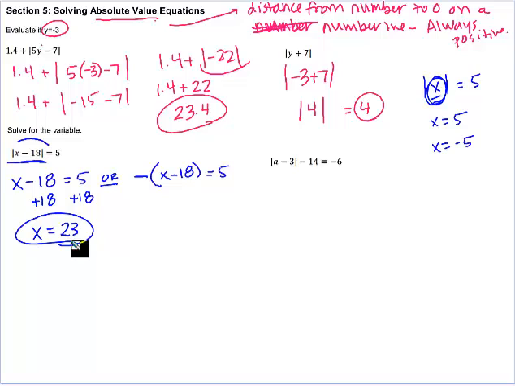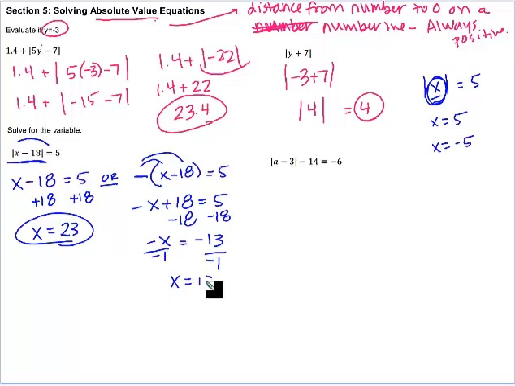Or if negative x minus 18 is equal to 5, you distribute the negative through. So you'd have negative x plus 18 is equal to 5. Solve for x, so minus the 18. So negative x is equal to -13. Divide by -1, so x is +13.